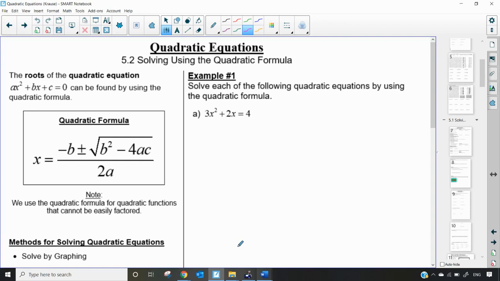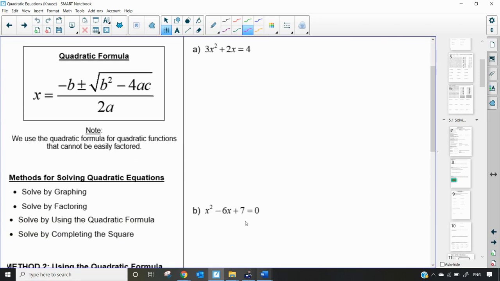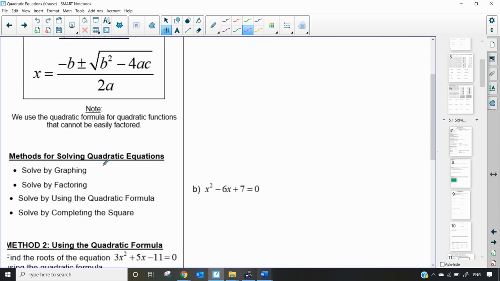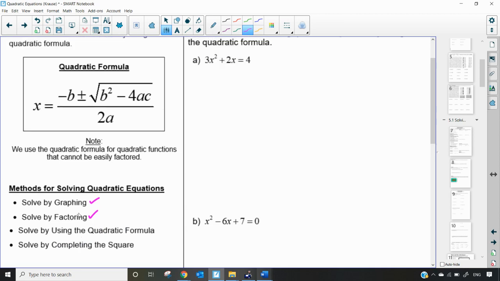Welcome back, guys. Today we're going to be taking a look at topic 5.2, which involves solving quadratic equations using the quadratic formula. Just as a quick refresher, in our last class we looked at solving quadratic equations by graphing and by factoring. Today we're looking at the quadratic formula, and in our next lesson we're going to be looking at solving by completing the square.